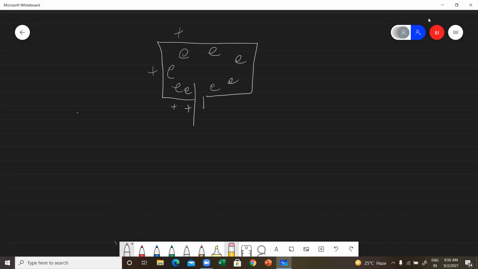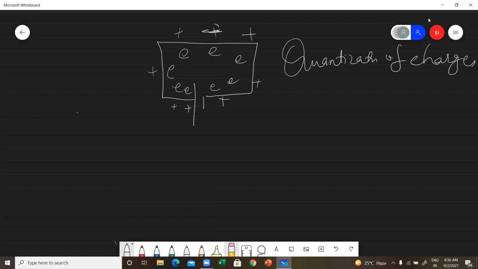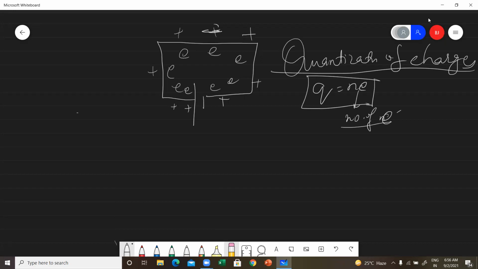So we have studied in the last chapter about the electric field. We have already discussed that if this is my battery, the electrons are flowing from the negative terminal and go to the positive terminal. An equal number of protons is also moving from the positive terminal to the negative terminal, which is known as the quantization of charges, which is Q equals NE. N is the number of electrons. How many electrons are moving from the negative terminal towards the positive terminal?